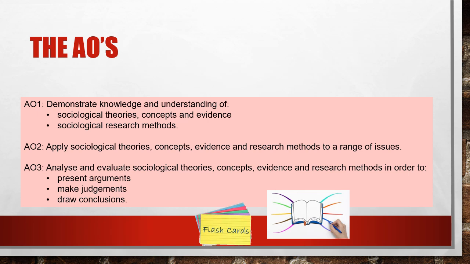AO2 is about applying your theory, and so it's really about making sure you're explicit when you bring in a theory, why you're bringing it in. Why is it relevant to bring in functionalism or Marxism into that particular question? Making sure you can link ideas, linking concepts, linking theories as well. Can you look at the similarities between approaches and concepts? Do they build upon one another?